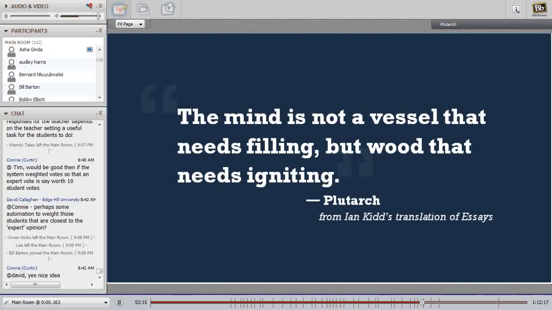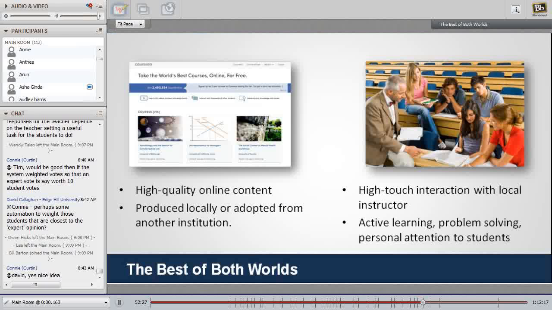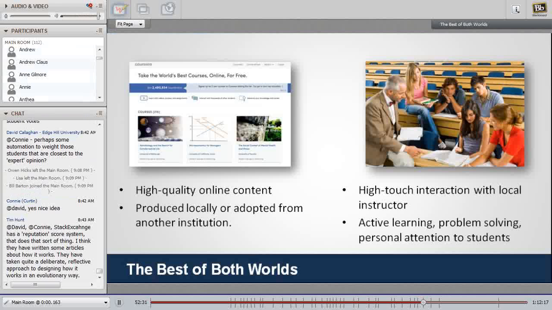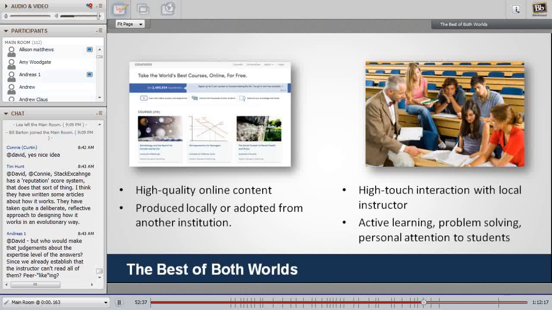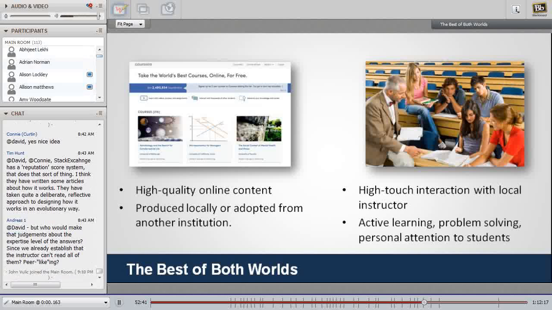To quote Plutarch, I think the mind is not a vessel that needs filling, but wood that needs igniting. And our job as professors is not to fill vessels, but to ignite minds. So, working with most of our university partners, what we're doing is assisting them in creating more space for these rich interactions that I think is the real value of students attending these top universities.